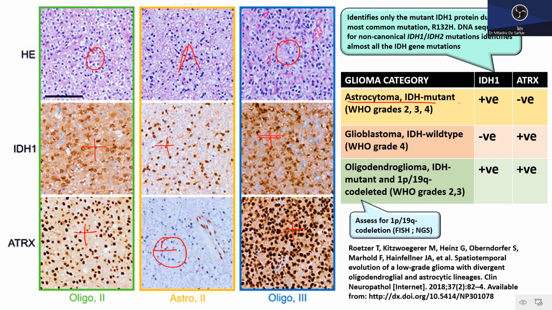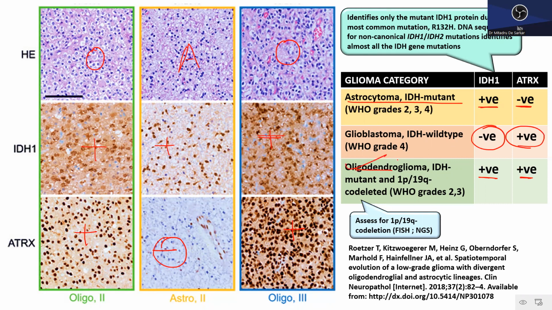Your astrocytoma IDH mutant will show positivity for IDH R132H protein, while it will not show expression of ATRX. Your oligodendroglioma will show expression of IDH1 mutant protein and will show retained expression of ATRX. We have also got a third subtype of tumor, the glioblastoma, IDH-wildtype, which does not show IDH mutations because it is wild type, and will show retained expression of ATRX.